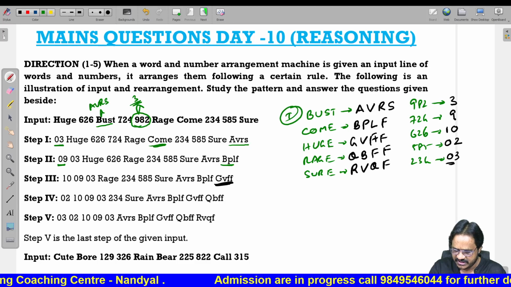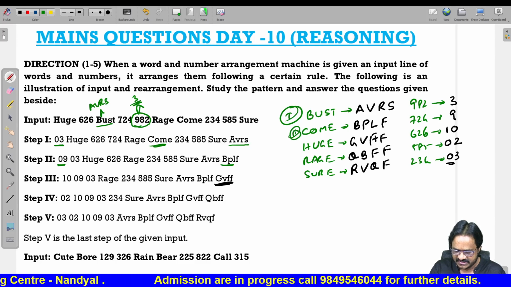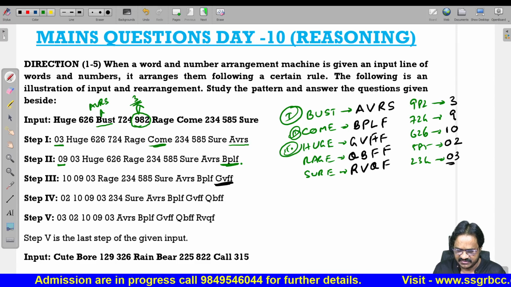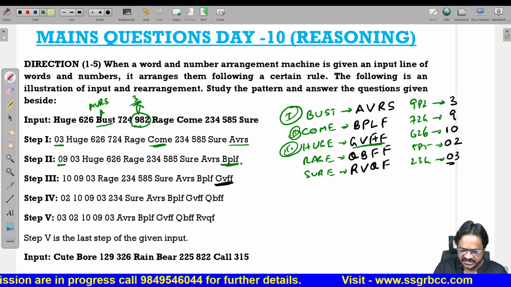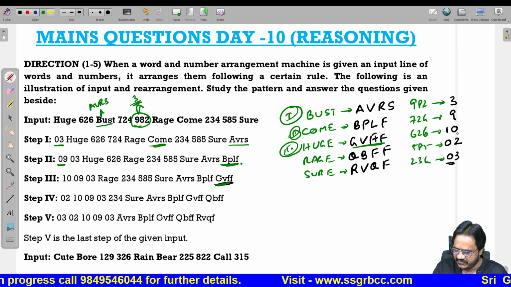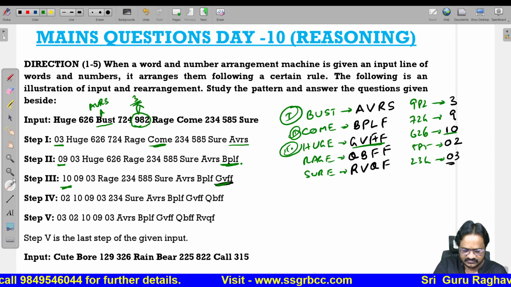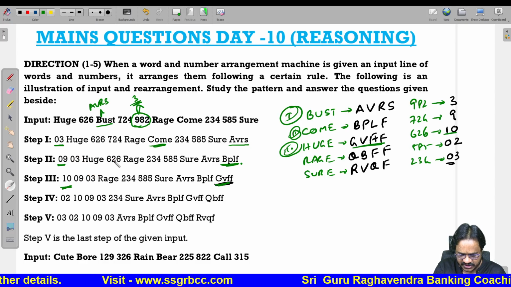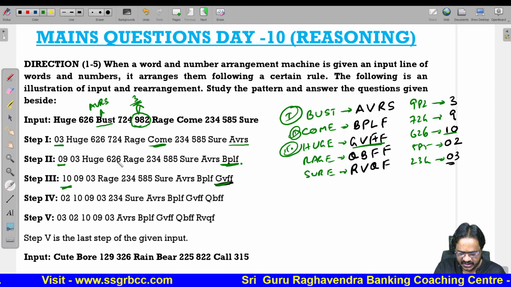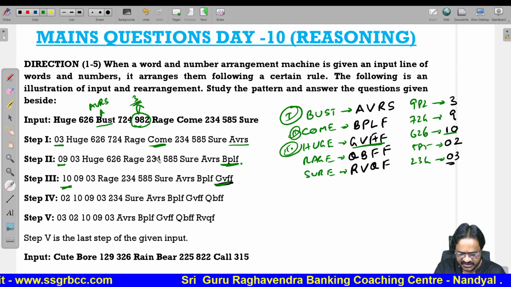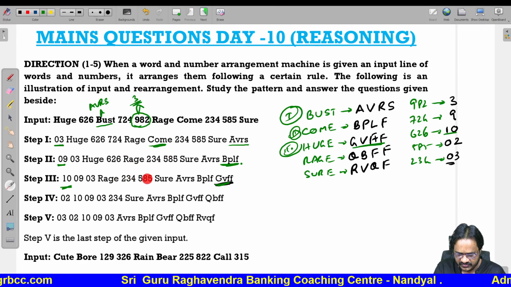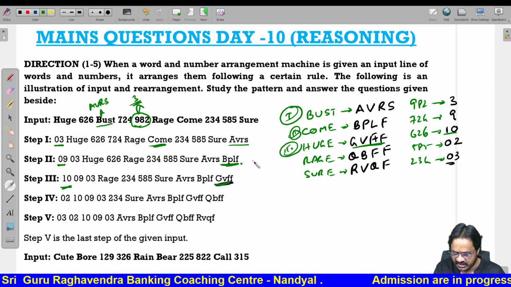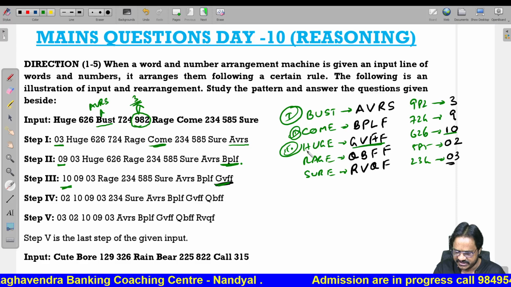Now this is in the first step. This is in the second step. Now the third step, I am taking the third step. Third step, it is GVFF. First number should be 10. See: 10, 9, 3. Don't write Hughes again. Don't write 626. Rage, 234, 585, sure, AVRS, BPLF. Now GVFF. This is step 3.